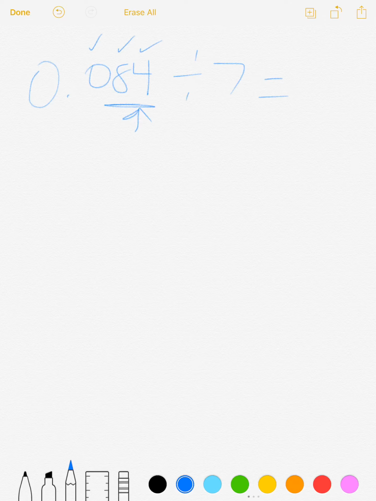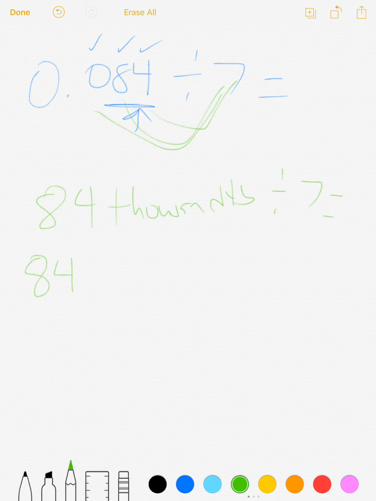So we know it's not easier here to say 7 divides into 0, and then 7 divides into 8, and then 7 divides into 4. All right? We can really change this to unit form. We know that this is 84 thousandths divided by 7, which really can convert to 84 divided by 7. What times 7 equals 84? Gotta give you a moment to think about it. What times 7 equals 84?